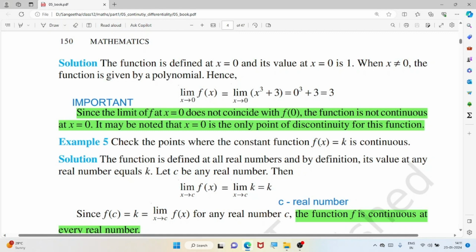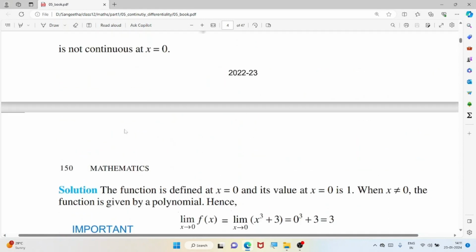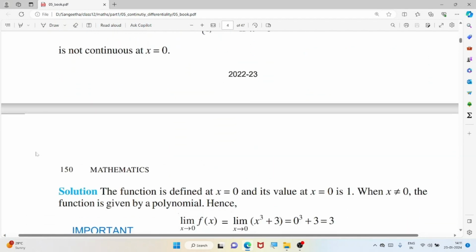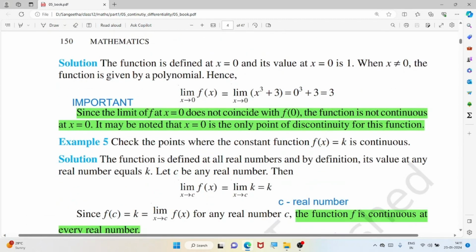So the function is not continuous at the point, okay. Note that the limit of f at x equal to 0 does not coincide with f of 0. The function is not continuous at x equal to 0, okay. We are asking whether it is continuous at x equal to 0. So it is not continuous at x equal to 0. It is the only point of discontinuity of this function.